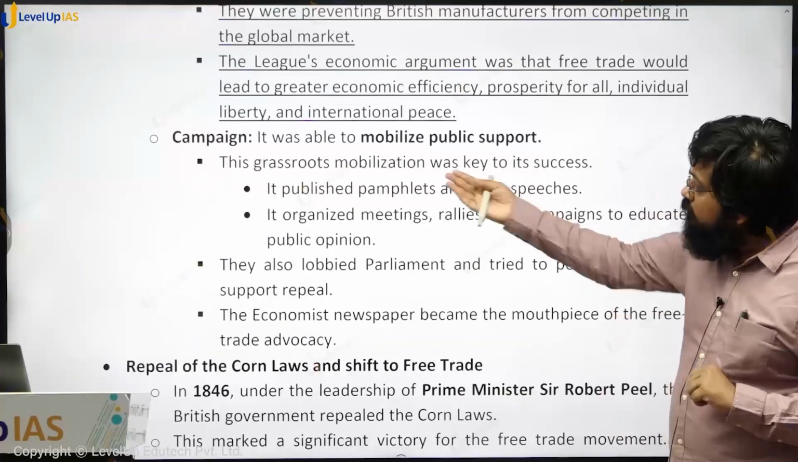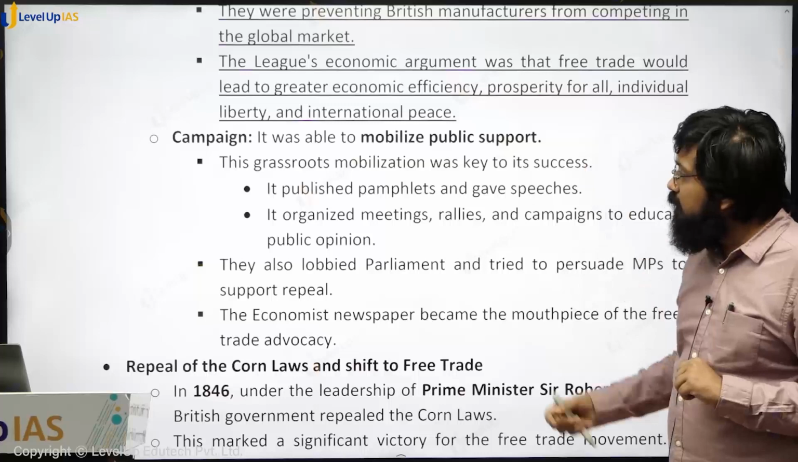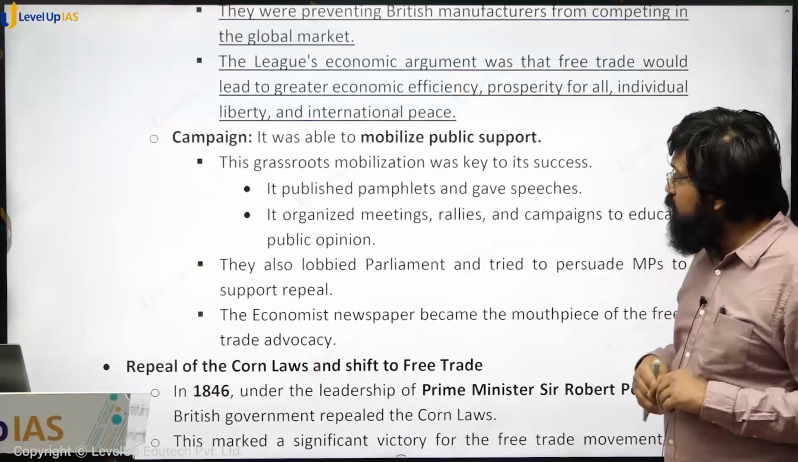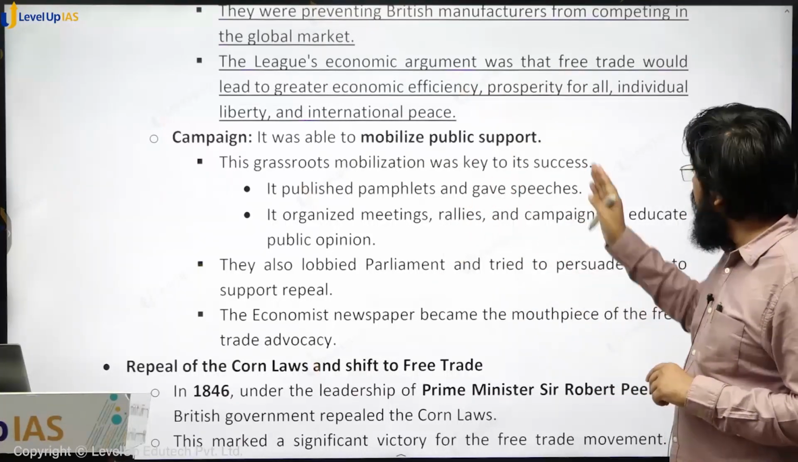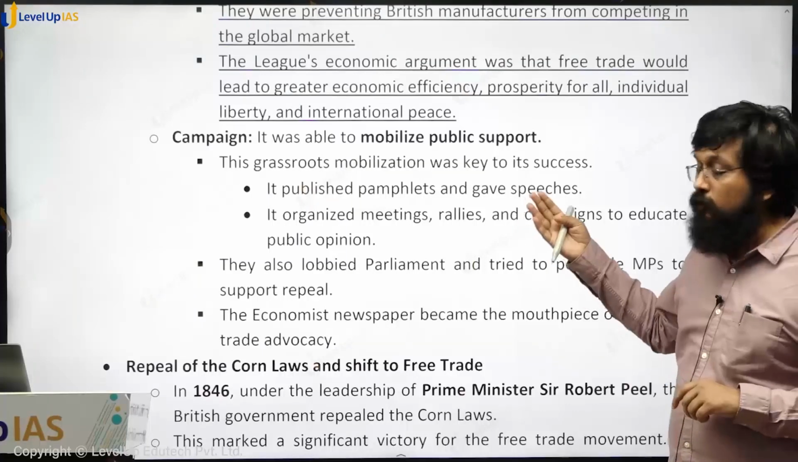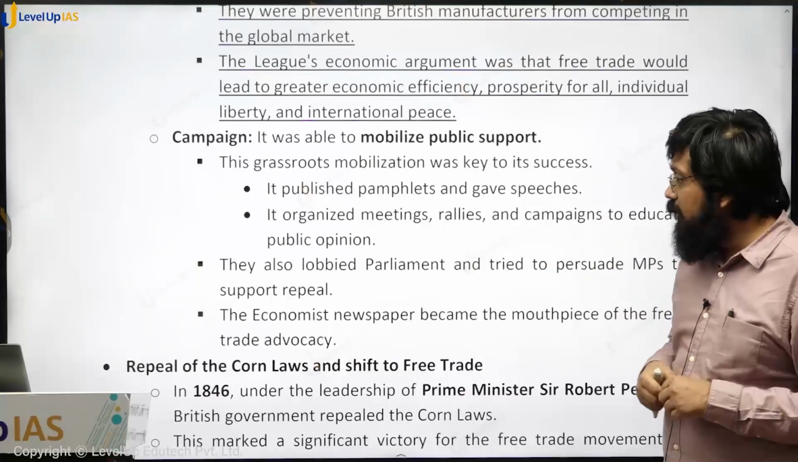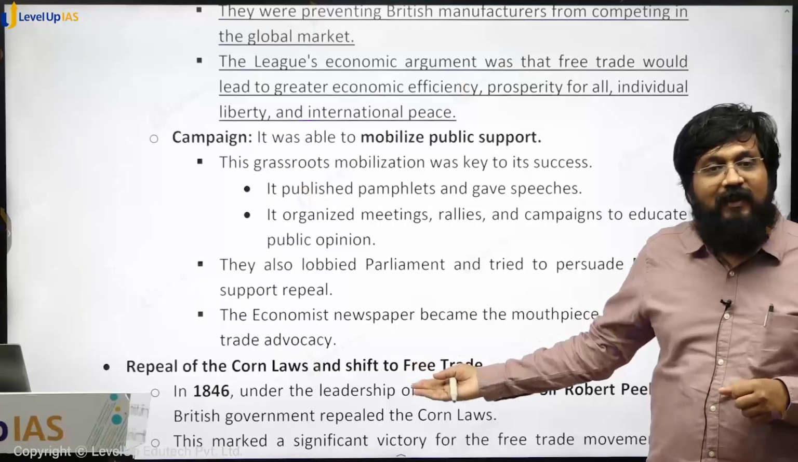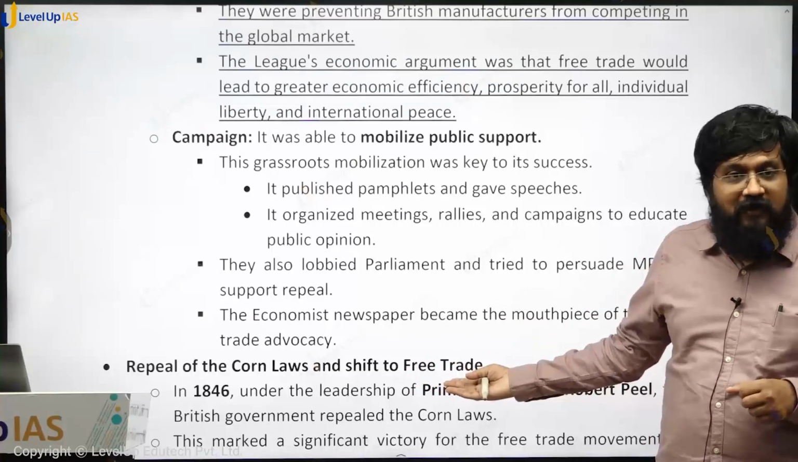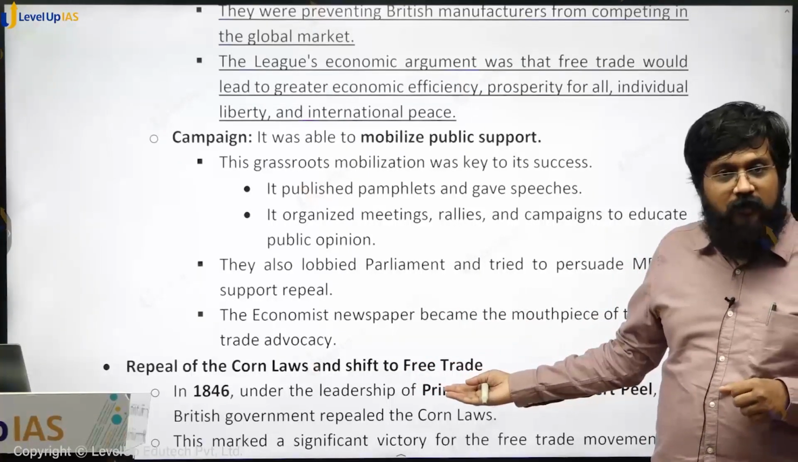So this grassroots mobilization was a key to its success. Published pamphlets, gave speeches, organized meetings and rallies and campaigns to educate public opinion. Also lobbied with the MPs in the parliament, जो उनके MP थे, middle class MPs, and the Economist, the great journal that we read every week. आज के दिन पढ़ते Economist आप कभी कभी.